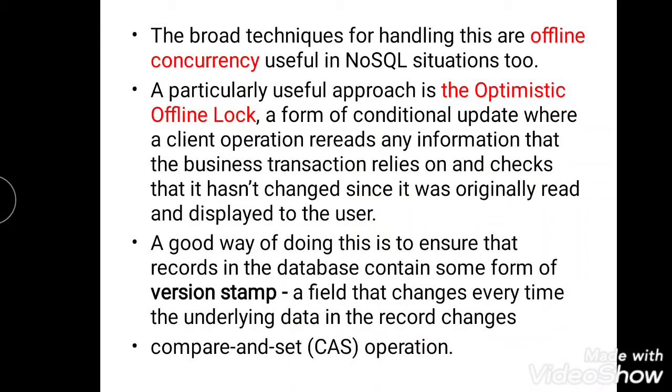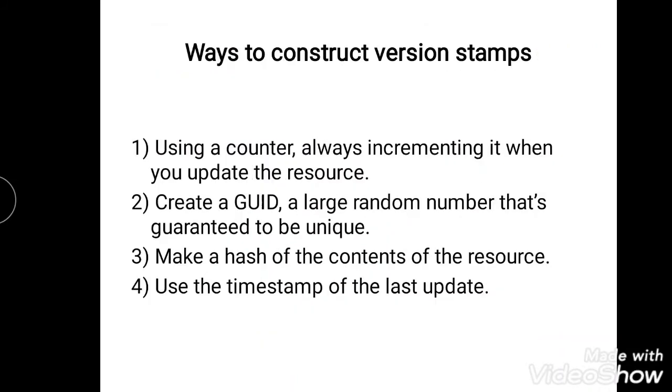And here you can see one thing called CAS, compare and set operations. What this compare and set operation does is it runs against the resource between the read and the update, and there are various ways to construct version stamps. One is using a counter, where you always increment it when you update the resource. Initialize the counter as 0, and whenever this particular data field is modified, you keep incrementing the counter. So that is one way of doing this version stamp.